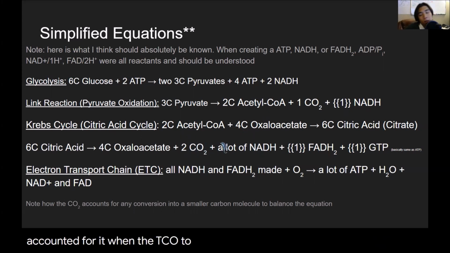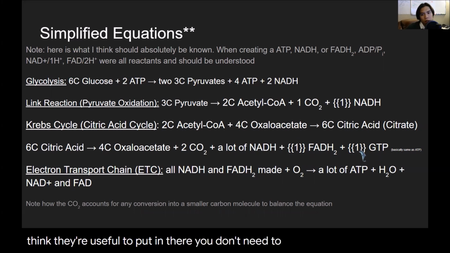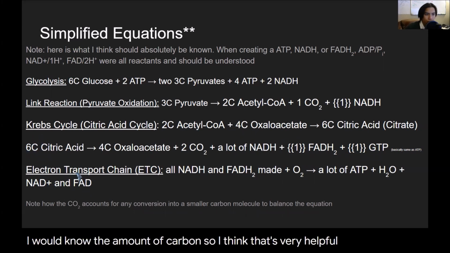You make a lot of NADH, you make less FADH2, and you make 1 GTP, which is the same as ATP, basically. I put these in brackets over here because while I think they're useful to put in there, you don't need to directly memorize it. But I would know the amount of carbons. I think that's very helpful.